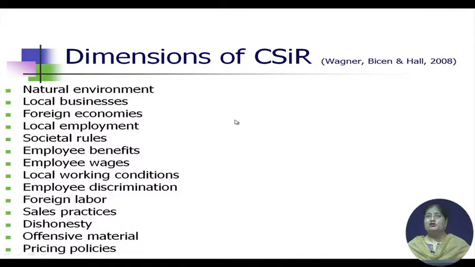All right, some dimensions of corporate social irresponsibility. These were given by Wagner, Bison and Hall in 2008. Now, various dimensions are listed. How does CSIR really happen? This is the areas in which you could see examples of CSIR, and we'll address them individually.